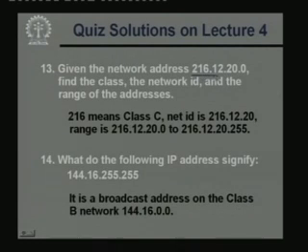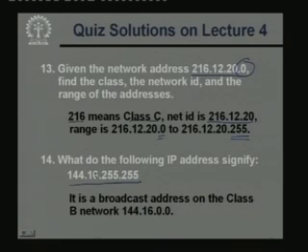Given the network address, find the class, network ID, and range, same as before. Now, 216 means class C. Now, for class C the first 3 octets will be the network ID, and for the range, the last octet can be starting from all 0s up to all 1s. This is the range.